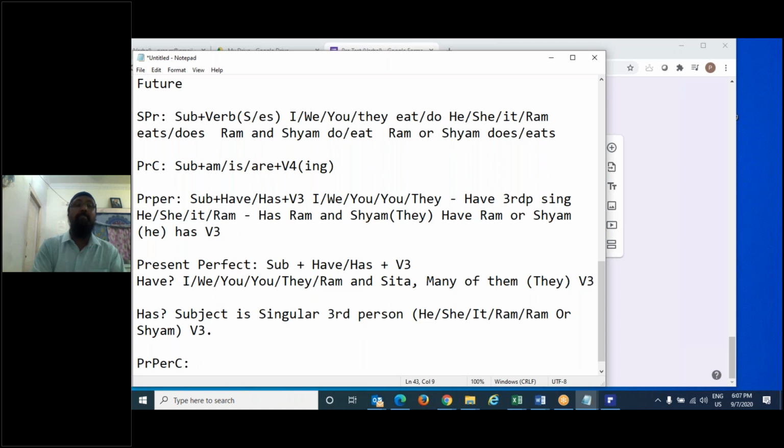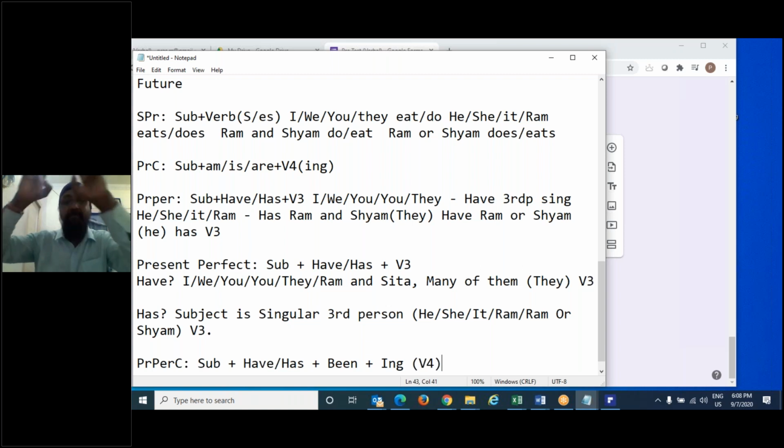So when we talk about present perfect continuous, the rule is almost equivalent to present perfect. That is, subject plus have or has plus been plus ing, or V4, the verb form 4. That means whenever been is added to have or has, the verb form changes to ing, and it is a particular situation which is referring to an action which has been completed, and we are talking about that action as happening.